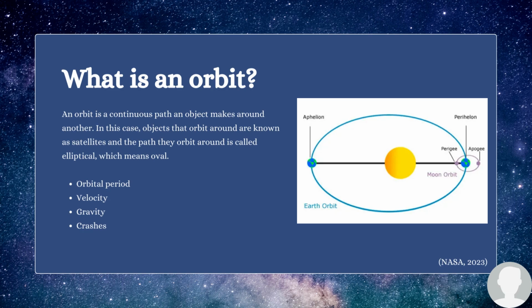This depends on the object's distance and its velocity. Different velocities mean different speeds. Gravity is what keeps the orbit in place. The gravitational pull of the object it's orbiting around is necessary for it to remain in orbit. Lastly, objects can fall out of orbit, which causes them to crash. A lot of satellites fall or crash back to Earth.